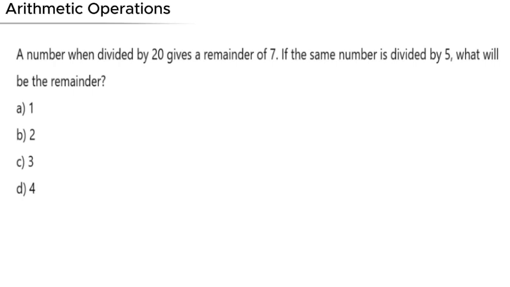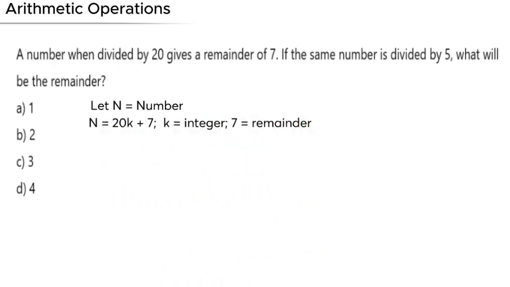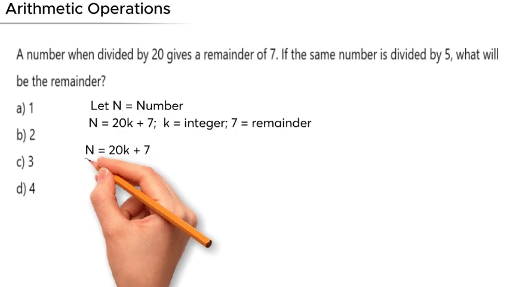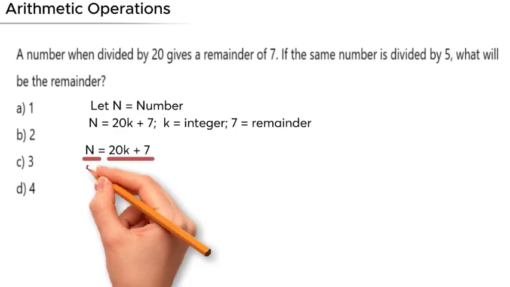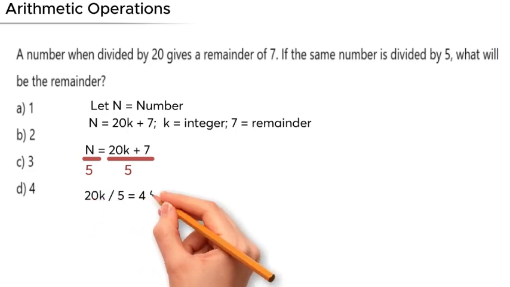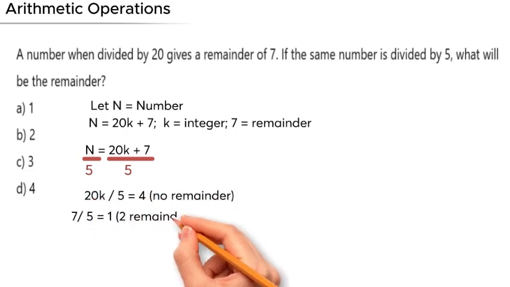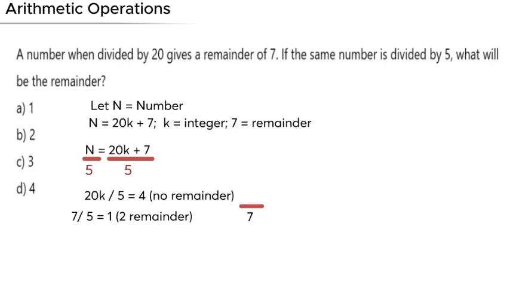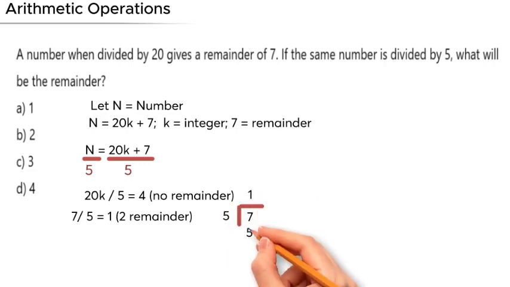First, let the number be n. According to the problem, the number n is 20k plus 7, where k is an integer and 7 is the remainder when n is divided by 20. Now, from the second sentence, if n is divided by 5, then n divided by 5 is also equal to 20k plus 7 divided by 5. 20k divided by 5 is 4 and has no remainder, while 7 divided by 5 is 1 and a remainder of 2. Therefore, the answer is 2.